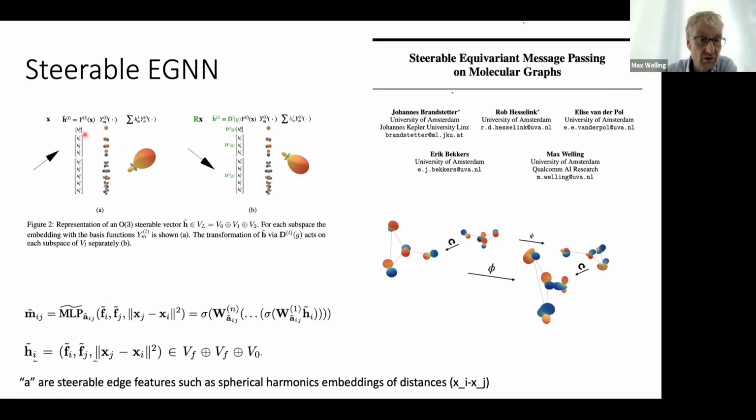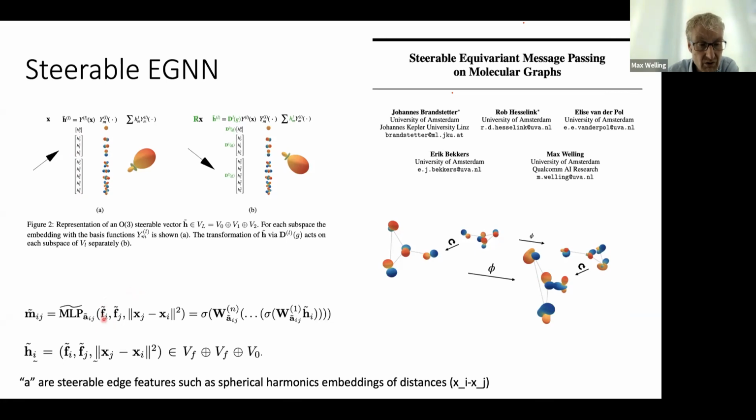So y0 is a scalar, then y1 is a 3-vector, and then y2 is a 5-vector. And each of these transforms by, this one transforms by a 5x5 matrix, this one by a 3x3 matrix, and this is just a scalar. Okay, so then there is some mathematical development which tells you how you can compute a message that is equivariant. And so the most general way that we could come up with was as follows.